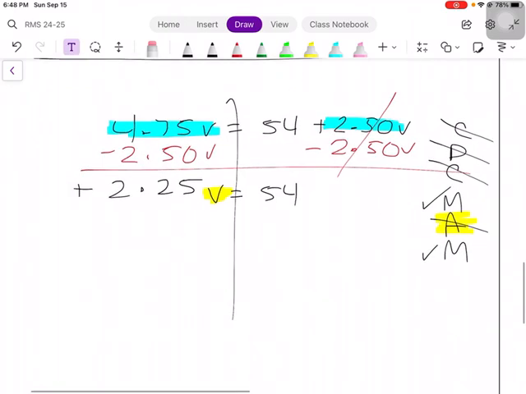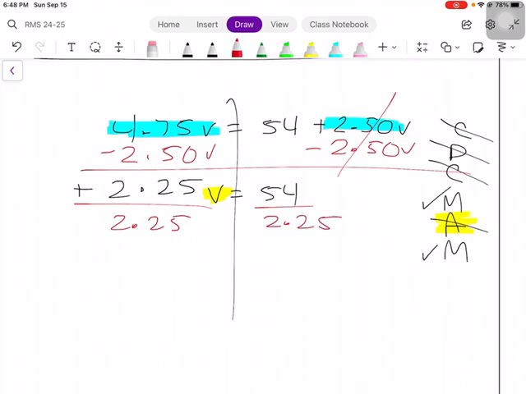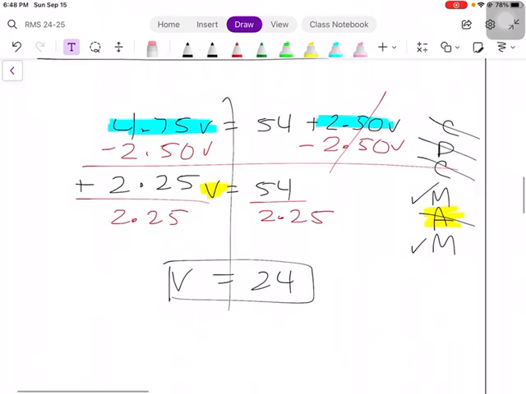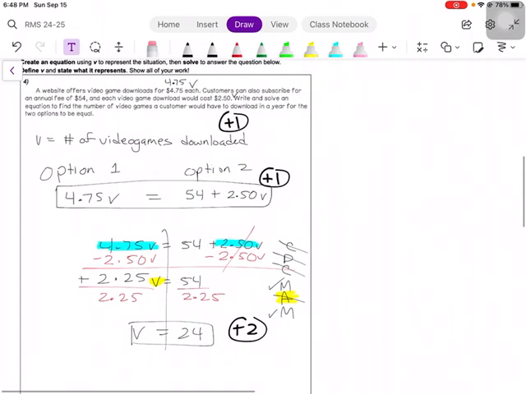We're on the last step where we divide by the number next to your letter. So we're going to divide by 2.25 on both sides. And those of you who used your calculators, you had no trouble dividing this. It would be a bit of trouble if you didn't use it, though. You should have gotten that v is 24. Now, the reason why this section here was 2 points was because it was a two-step problem. So in total, this entire problem was a 4-point problem.